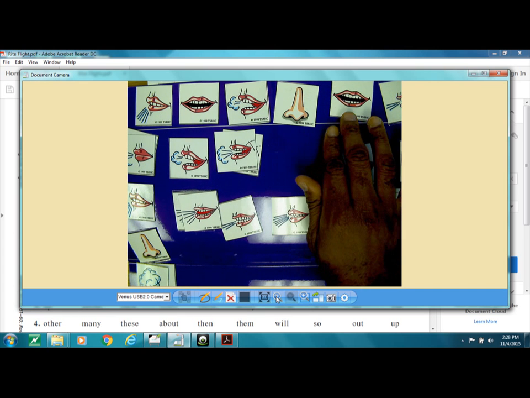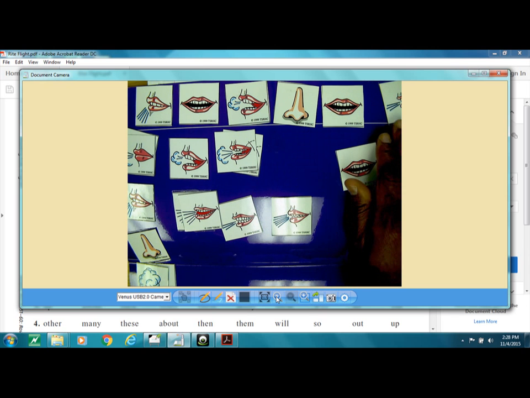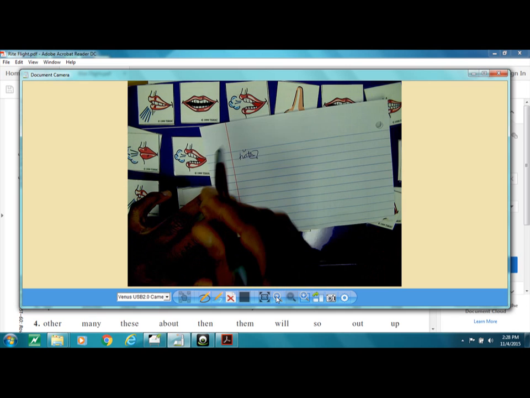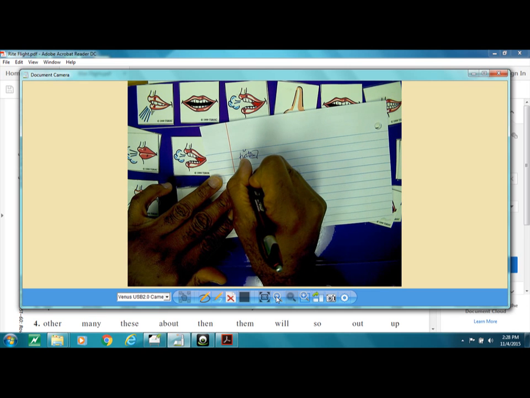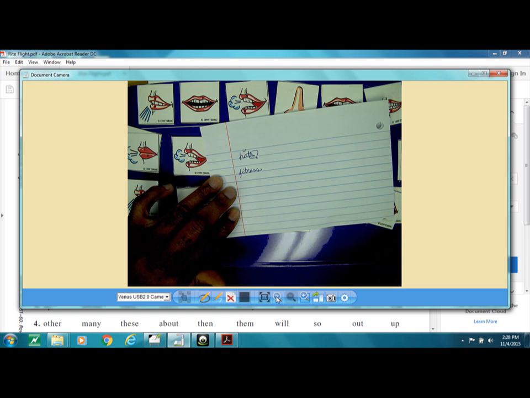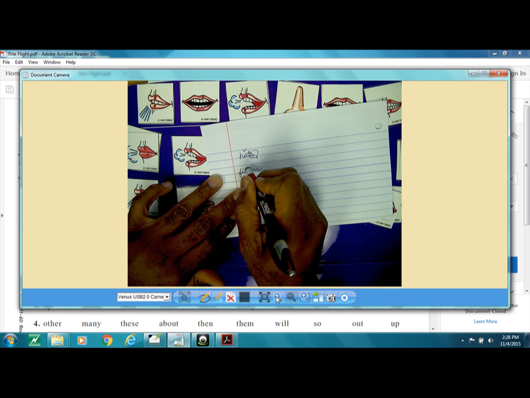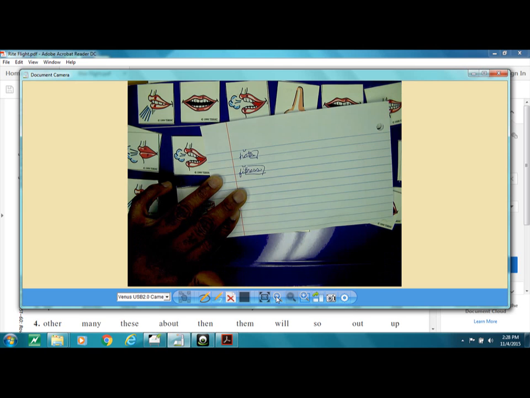N, E, S, S. Final position, SS. So we're going to now need to name and write, okay? Fitness. Okay? Now we're going to need to code it. We're going to box our suffix, ness, a vowel in a closed syllable is short, mark it with a breve, and our word is fitness, okay?